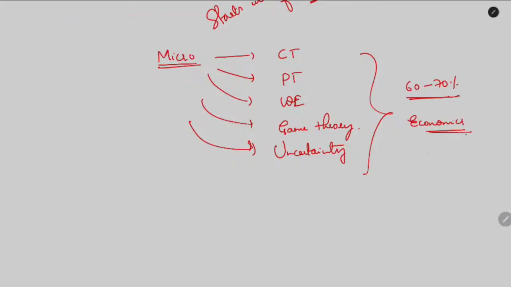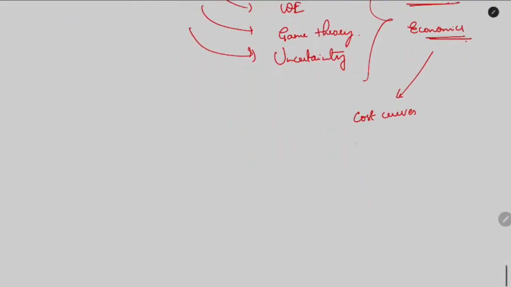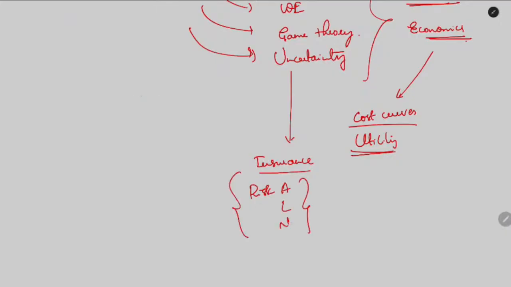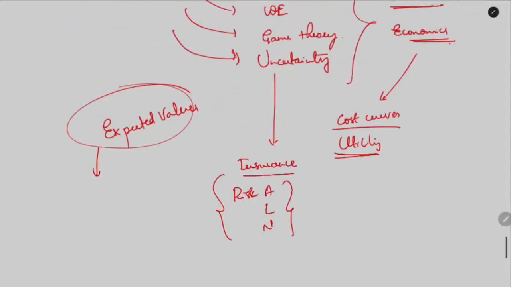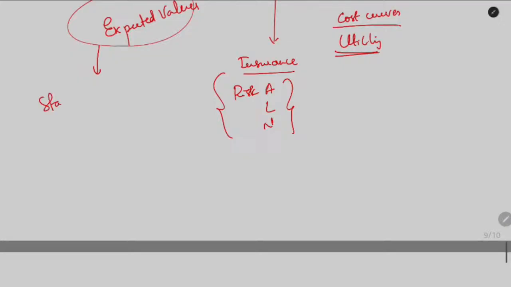Even if you are able to solve the basic problems on cost curves and utility function questions, they are the must-do questions, and that's where your focus should be. And from uncertainty, these are the questions from insurance. What is risk averse, risk loving, and risk neutral? These three cases and expected values. Again, for expected value there are two angles: one from a statistical perspective and one from an economic perspective.